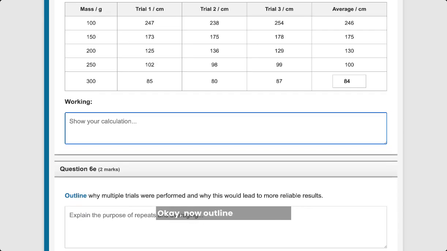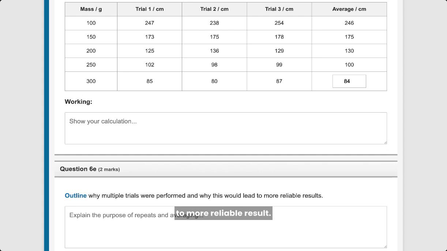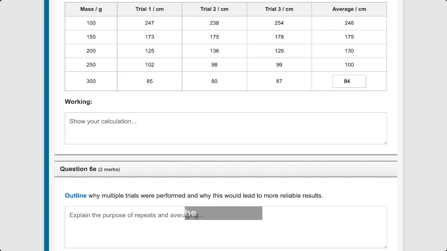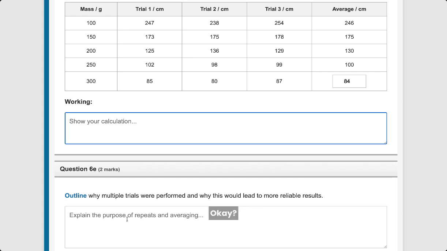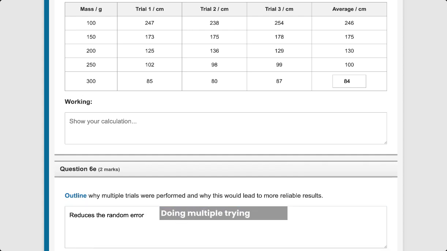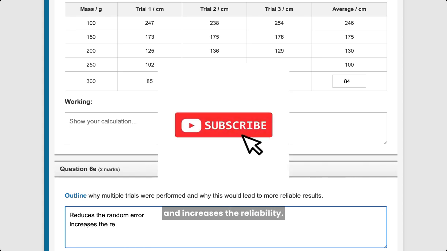Okay. Now outline why multiple trials were performed and why this would lead to a more reliable result. Now, doing multiple trials reduces the error, the random error. So you should say it reduces the random error. Doing multiple trials reduces the random error and increases the reliability.